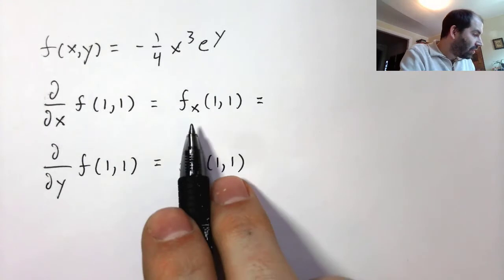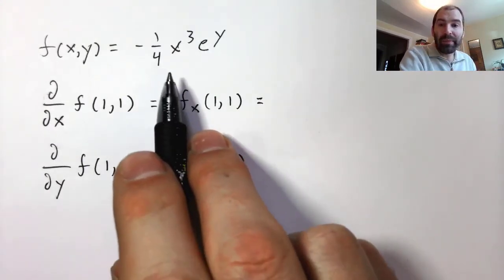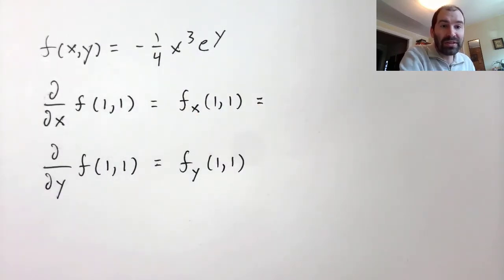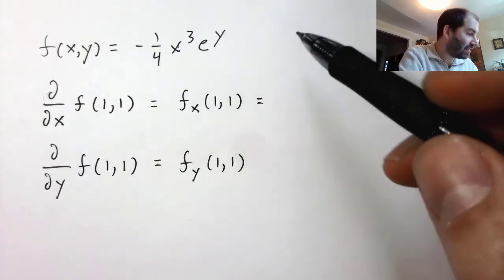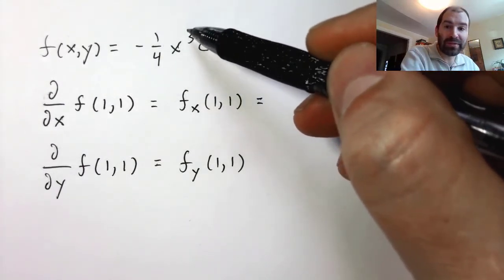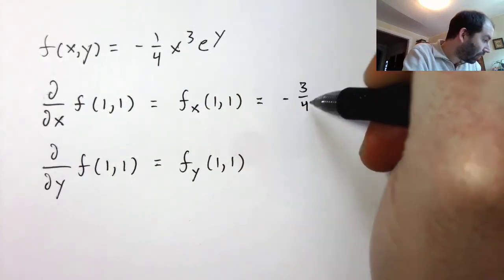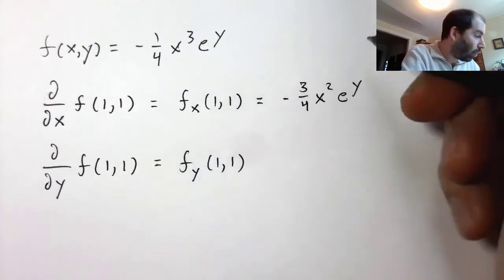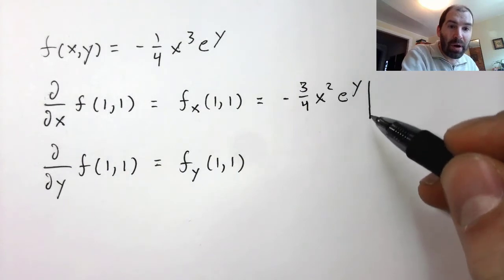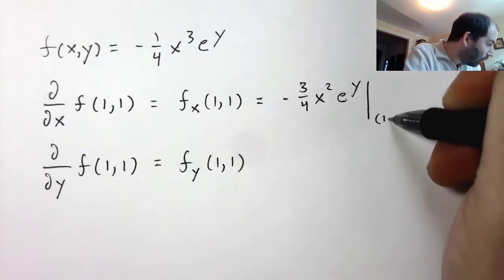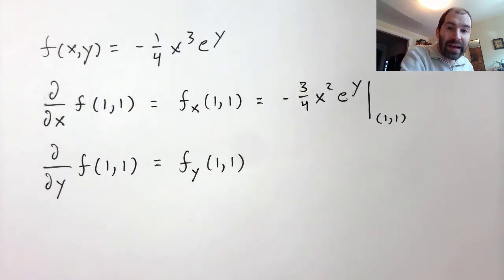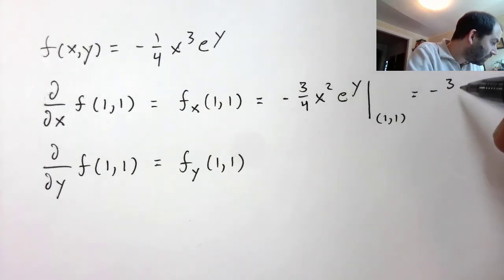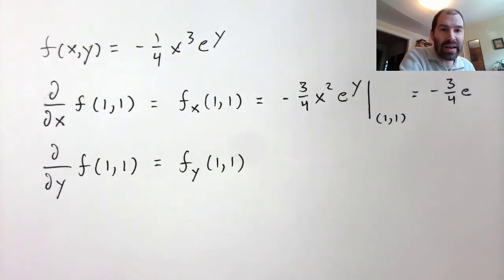Now, what does it mean to do the partial derivative with respect to x? Well, I'm just going to treat y as if it were a constant, and I'll differentiate this whole thing with respect to x, just using single variable calculus techniques, but treating y as a constant. So the 3 comes down, and I subtract 1 from the exponent. So I get negative 3/4 x squared e to the y. But I'm evaluating it at the point 1, 1. So the evaluation symbol is a vertical bar, and then down at the bottom, I'll just put 1, 1. Which means that in the next step, I'm going to plug in 1 for x and 1 for y. And so I just get negative 3/4 e.